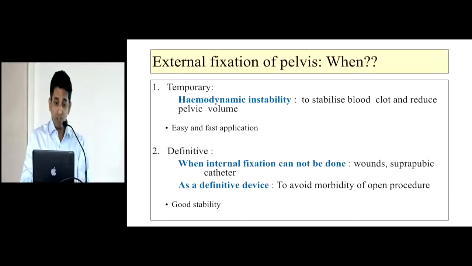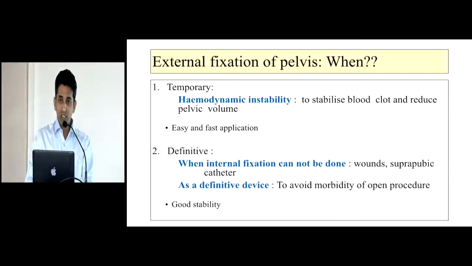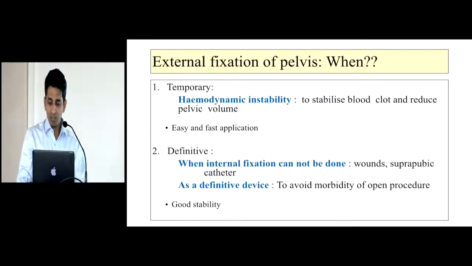Whereas sometimes definitive fixation, when internal fixation for some reason cannot be done, because of a wound, suprapubic catheter maybe, or sometimes as a definitive device, suppose there is a lot of comminution and doing a very morbid internal fixation procedure, the risks are much more than putting a simple external fixator. So in such a situation also, a definitive fixation can be used. And in such a situation, we want a fixator which has very good stability.